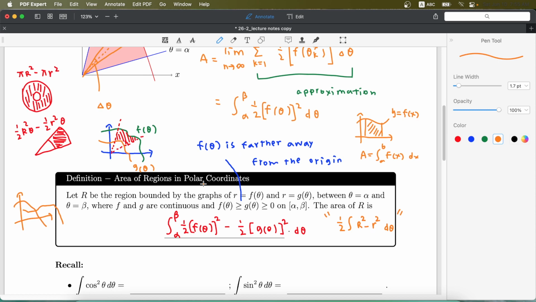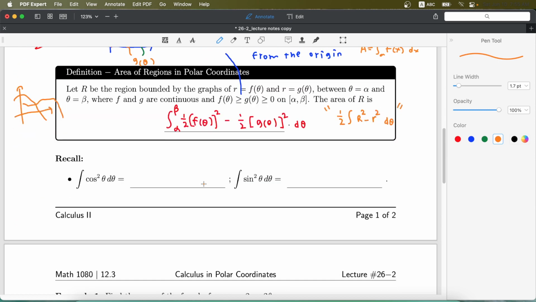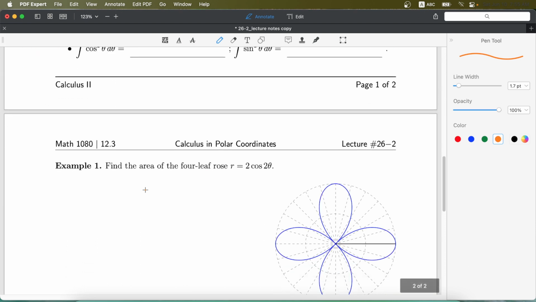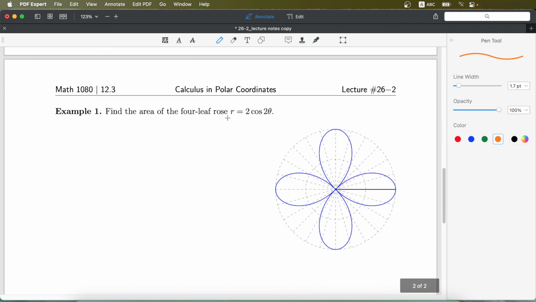Okay, so let's take a look at some examples on the second page. Okay. So right here you can see that we want to find the area of the four-leaf rose. Okay, so this is what we call the four-leaf rose. r equals 2 times cosine 2 theta. So if you practice the practice problems on Canvas for the previous lecture notes, you should be able to sketch this graph.